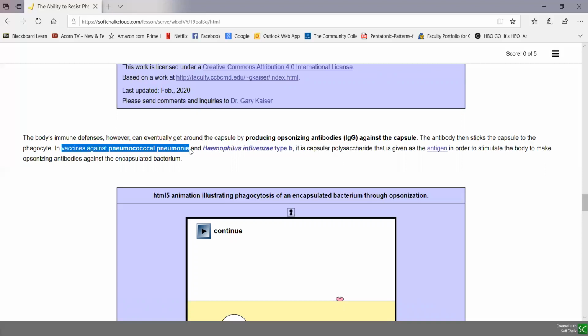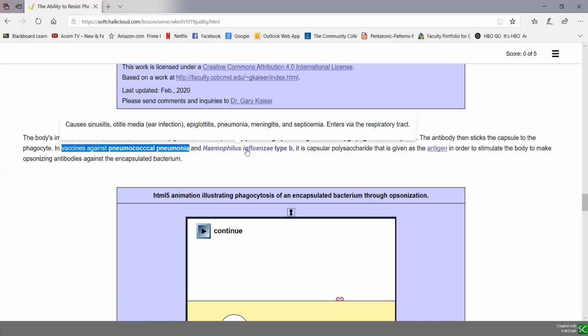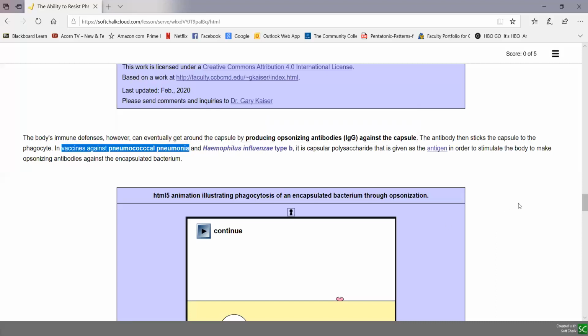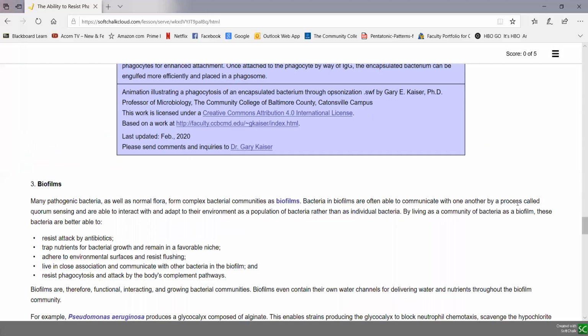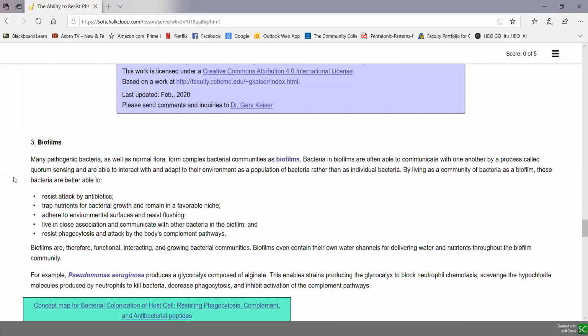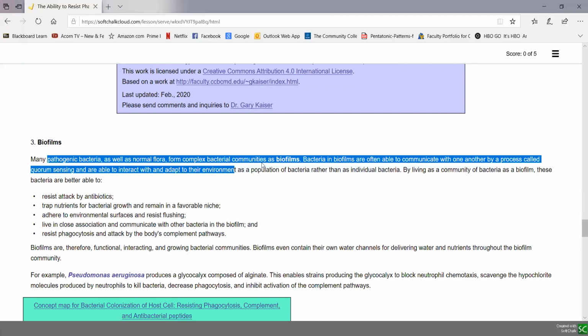So when we immunize against pneumococcal pneumonia, we're injecting capsular material to teach the body how to make opsonizing antibodies against the capsule. When children get the Haemophilus influenzae type B vaccine, or Hib, we're injecting capsular material. Some of the vaccines against meningococcal meningitis use capsular materials. And remember, of course, that many pathogenic bacteria as well as microbiota produce biofilms.